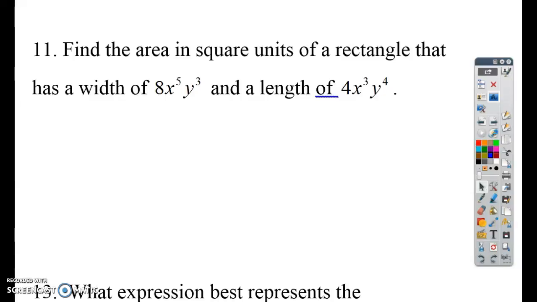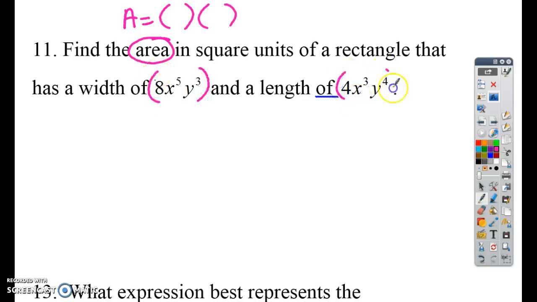Okay, so problem number 11 on the back is just like the front one because it's asking for the area. We know that area equals the length times the width. That means you're multiplying two things, and in this case, they gave you some exponents. They gave you a monomial times another monomial.